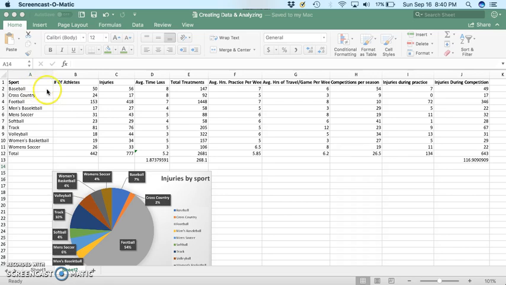So I chose to do baseball, cross country, football, men's basketball, men's soccer, softball, track, volleyball, women's basketball, and women's soccer. Then I went ahead and indicated the amount of athletes we have from each one, and I pulled up last year's roster. So all data that I have is from the 2017-2018 athletic year at a Division III university.